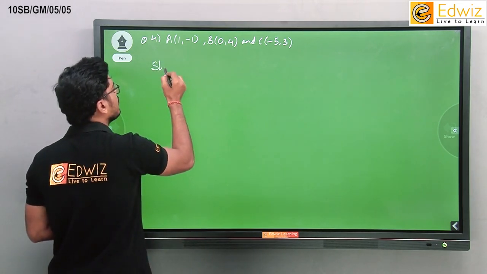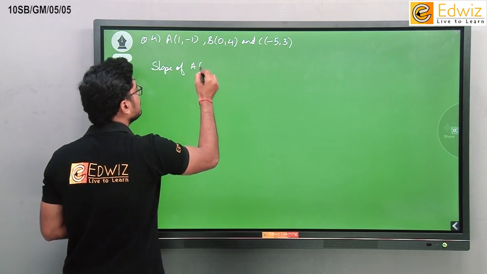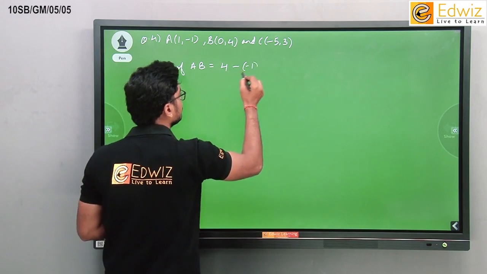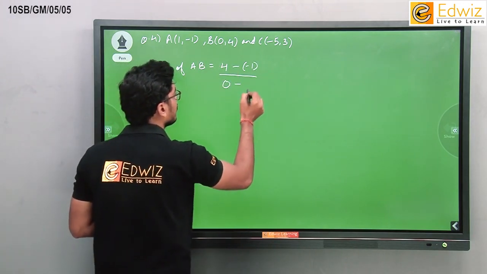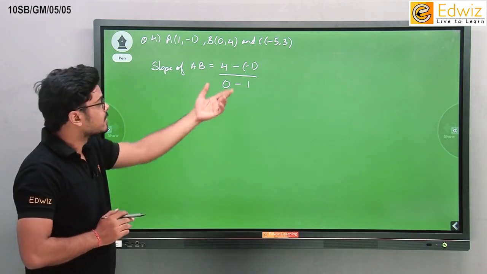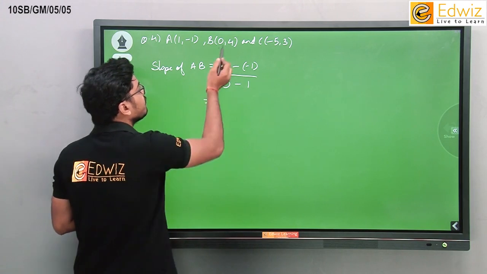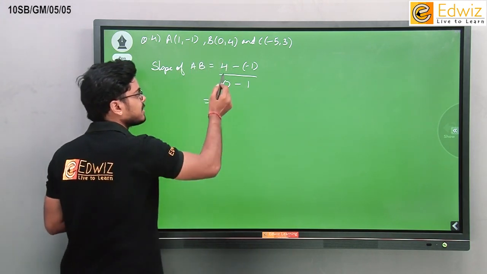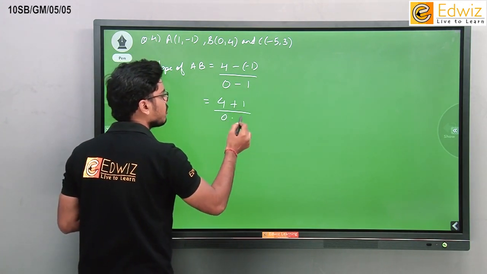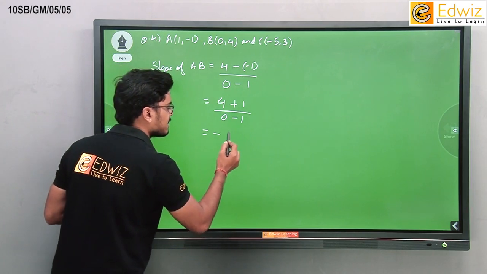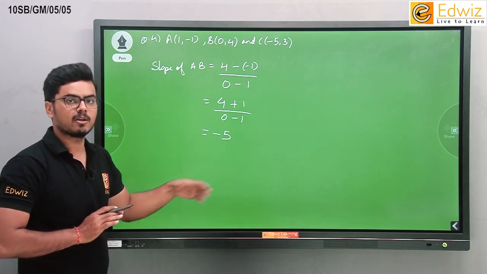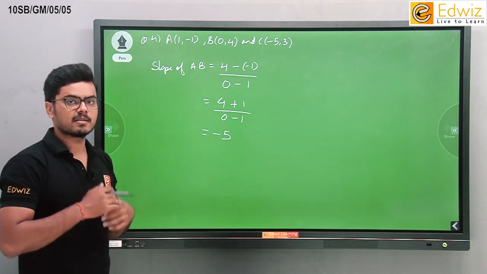So slope of side AB will be equal to (4 minus -1) upon (0 minus 1). Okay, y2 minus y1 upon x2 minus x1. This time I'm writing it directly. So 4 plus 1 divided by 0 minus 1. So we will get the answer as -5. Correct? 4 plus 1 is 5 and the negative sign of the denominator will go in the numerator, we get -5.